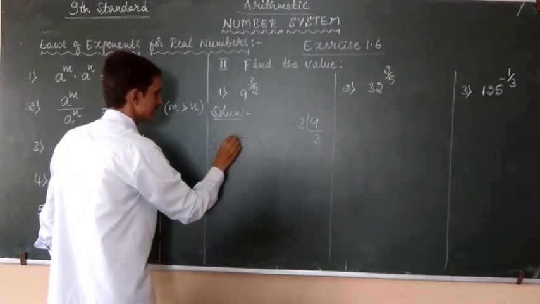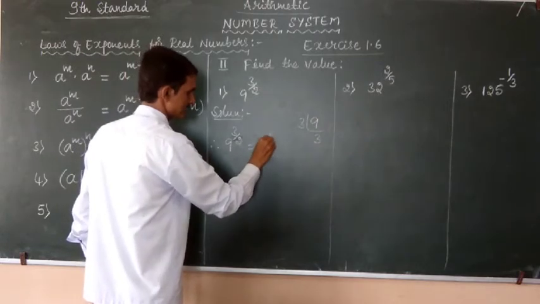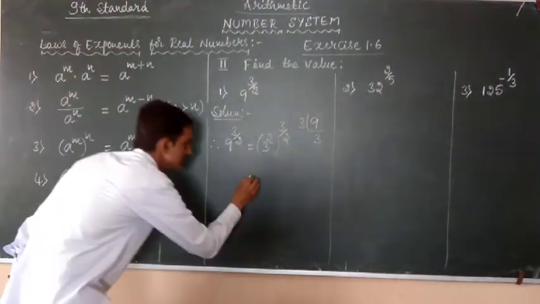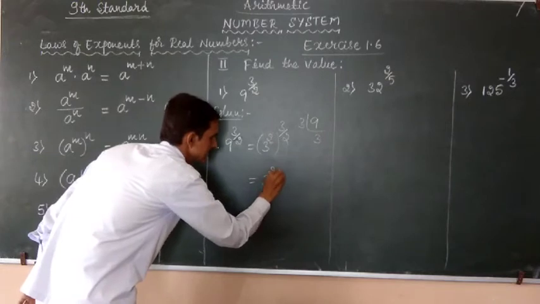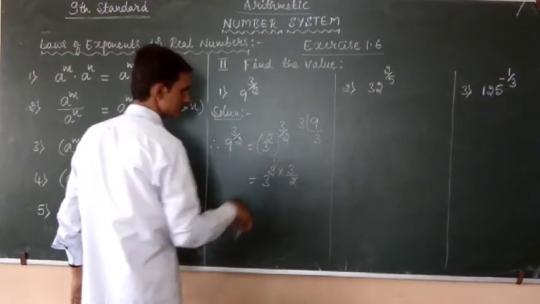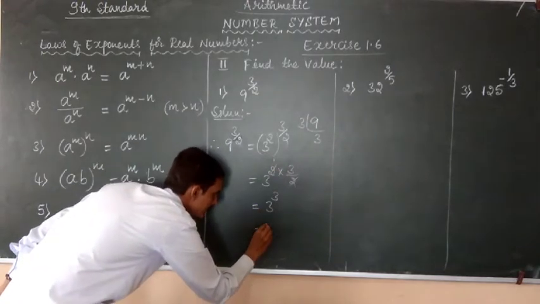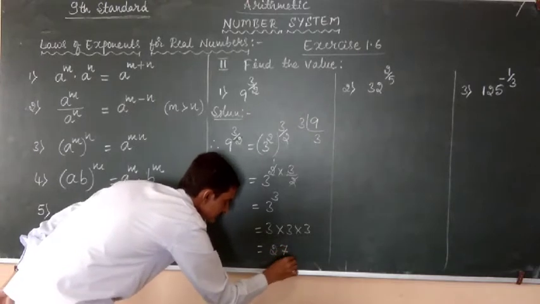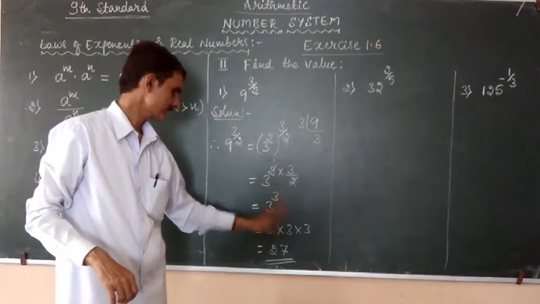9 to the power of 3 by 2 equals, the factors of 9 are 3 square, so (3 square) to the power of 3 by 2. It becomes (a to the power of m) to the power of n, so 3 to the power of 2 into 3 by 2. Here the 2s cancel. So it will be 3 cube, which equals 3 into 3 into 3. 3 threes are 9, 9 threes are 27. So the simplified value of 9 to the power of 3 by 2 is 27.